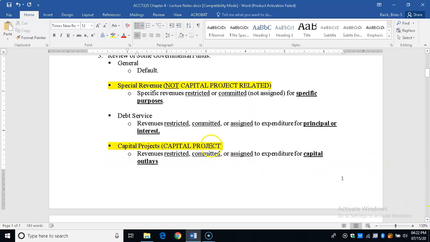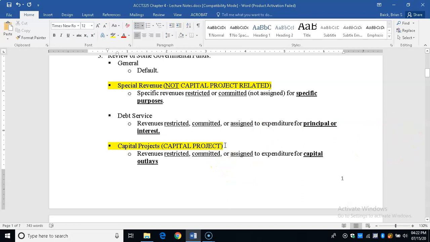Similarly, debt service funds mean that you acquire money that's going to be used to pay off principal or interest. Here, debt service funds have three categories: restricted, committed, and assigned. If you have a debt service fund, the money must be used to pay off principal on a loan or pay off interest. Again, for debt service, there is no unassigned category, because unassigned means you can do whatever you want with the money.